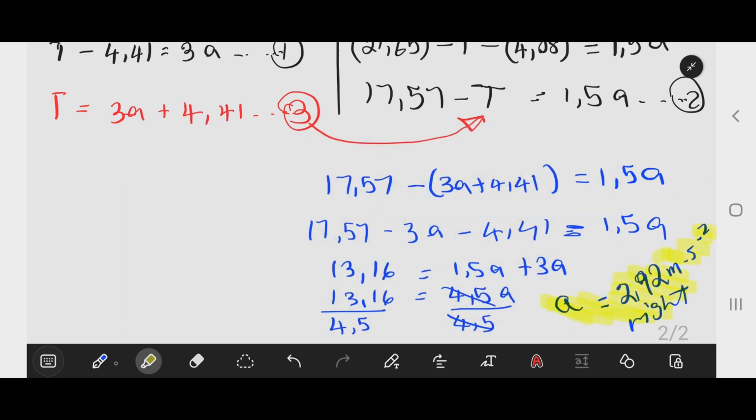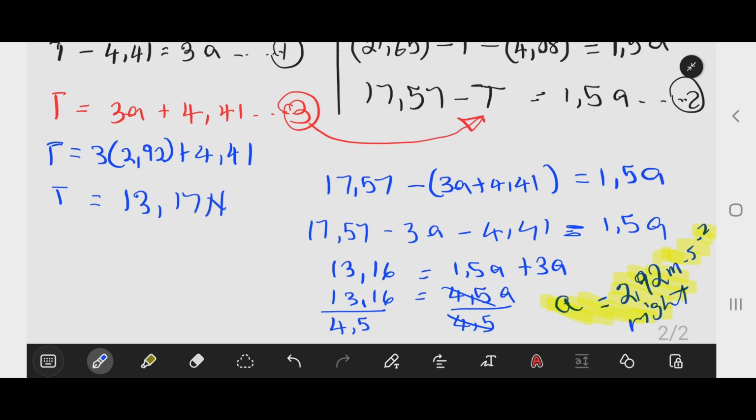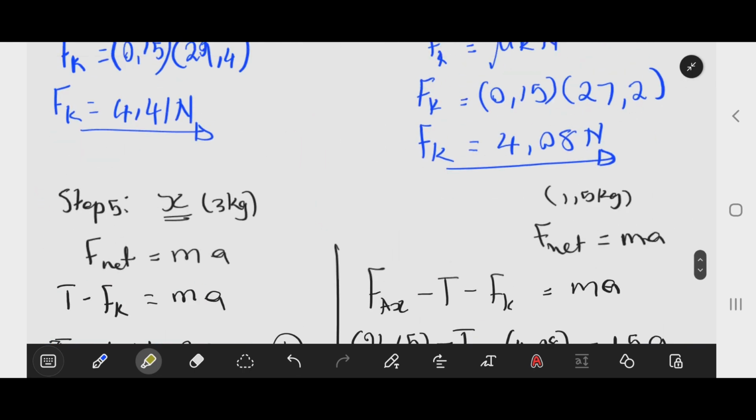So now let us calculate the tension. Tension would be equal to 3 times the acceleration, 2.92, plus 4.41. So the tension is equal to 3 multiplied by 2.92, plus 4.41, and that would give me 13.17 newtons. Okay, so that is my tension. All right, so we are done with our analysis. Let us look at the questions now.